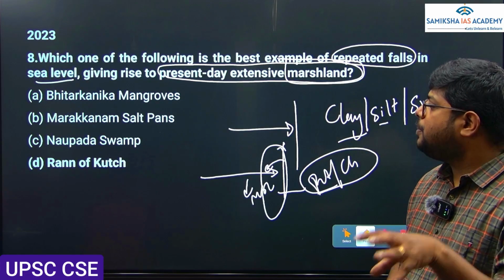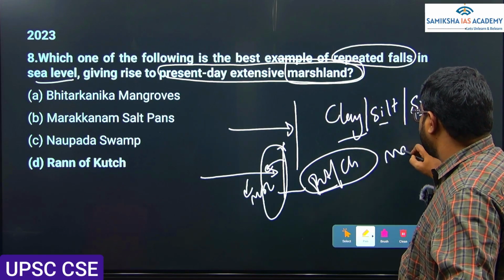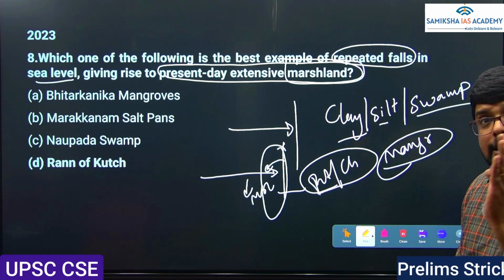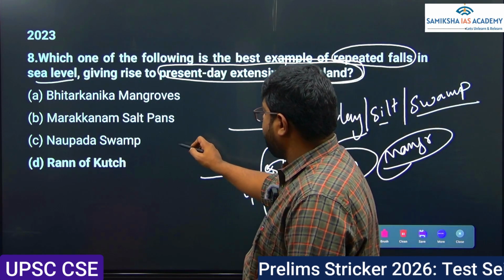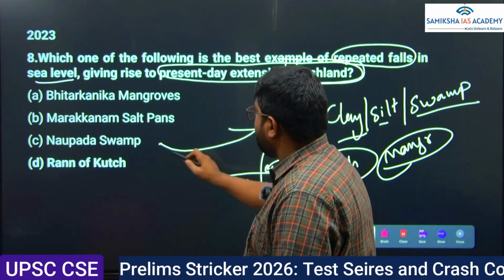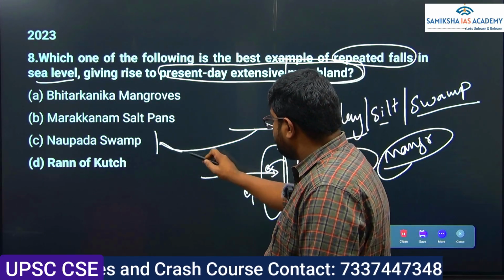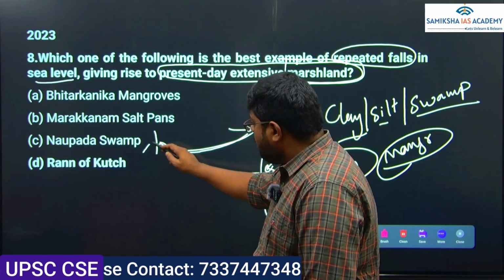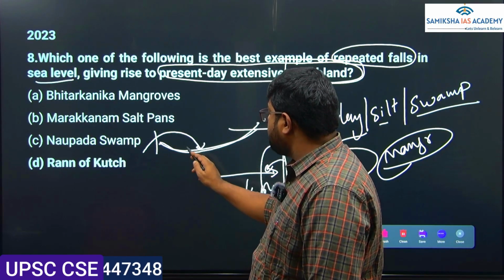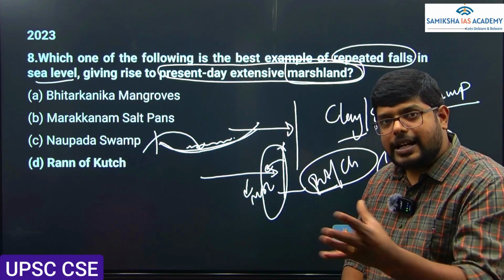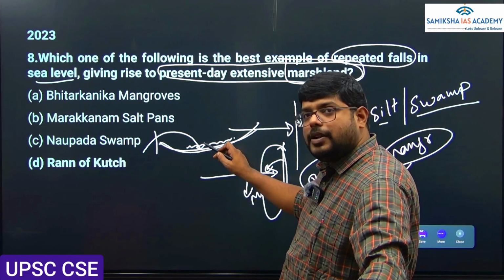These are the normal marshy lands where we'll be having mangroves. What is the second type of marshy land? The second type of marshy land is a gulf. Now, if land is here and here we are having ocean, the land is in a U shape. When high tide comes, water will be accumulating here. This tide cannot go back, so water gets accumulated here.